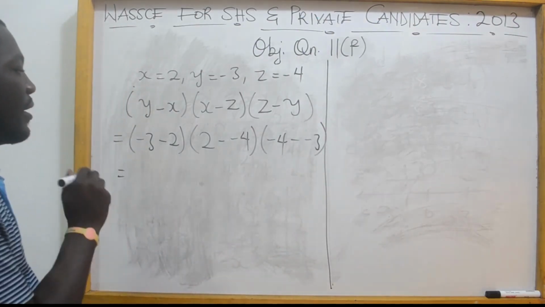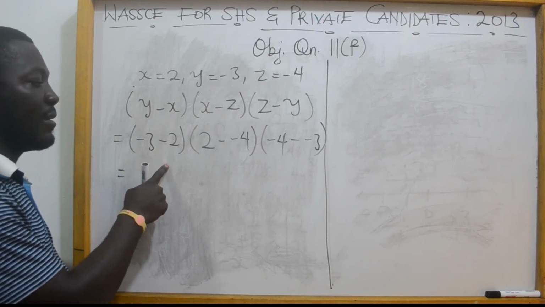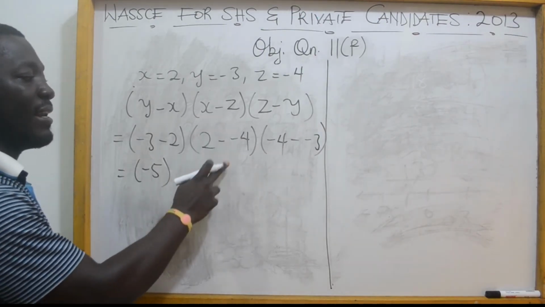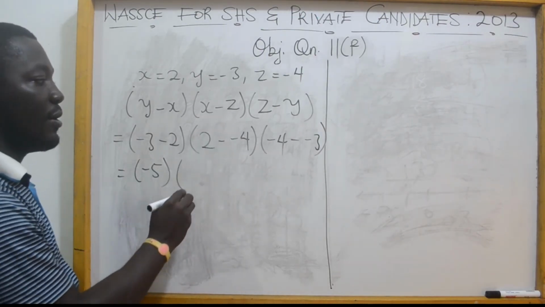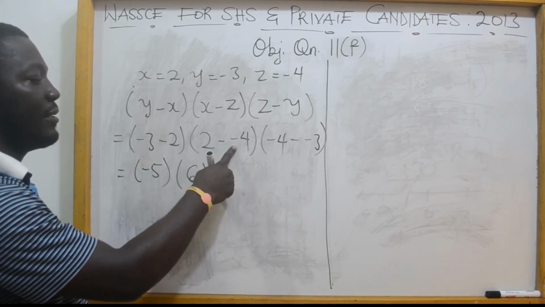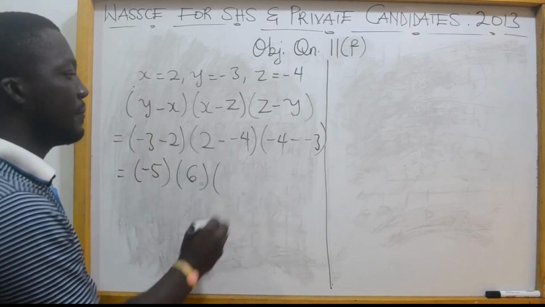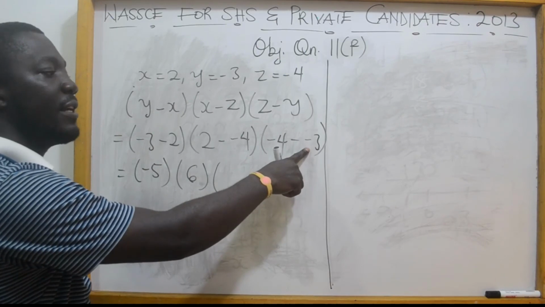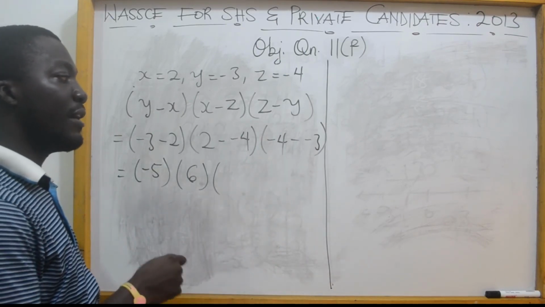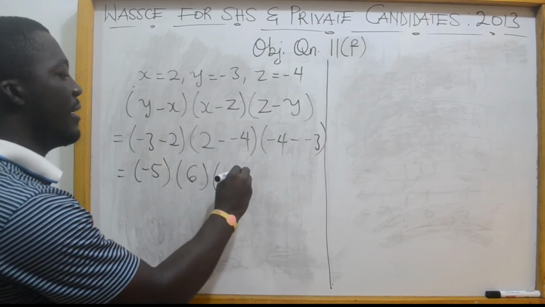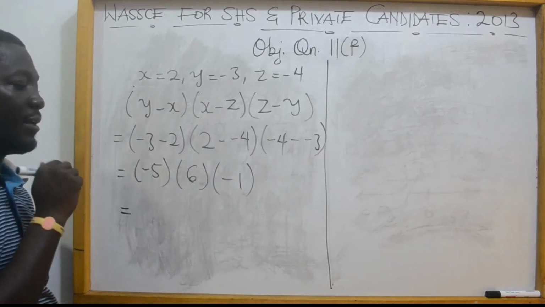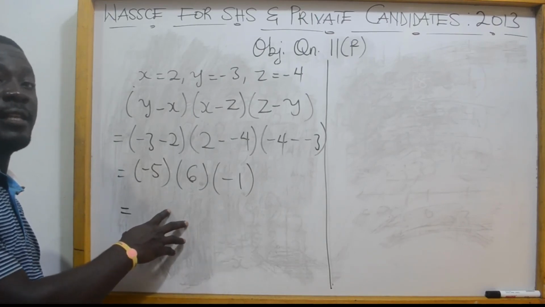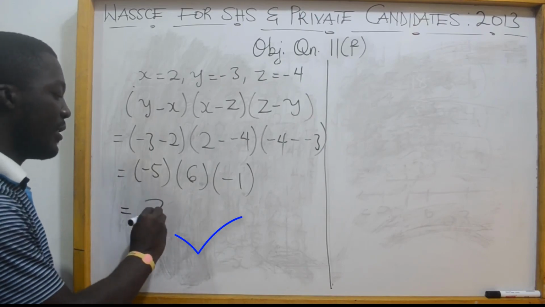-3 minus 2 is negative 5. 2 minus negative 4 will give us 6, since negative, negative will change to positive. Then negative 4 minus -3 as well: negative, negative will turn to positive, so it will turn to negative 4 plus 3, which is negative 1. And negative 5 times 6 will give us negative 30. Negative 30 times negative 1 will give us positive 30.